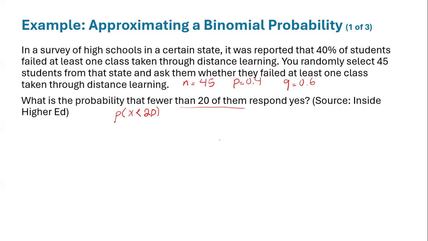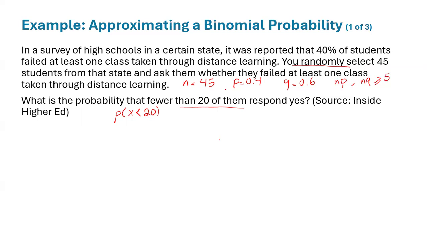So if you want to use a normal distribution, you need to check the requirements first. The first requirement says the sample must be a random sample. Yes, it mentioned that the sample is random. And the second requirement is that n times p and n times q both must be greater than or equal to 5. Well, we need to check that.